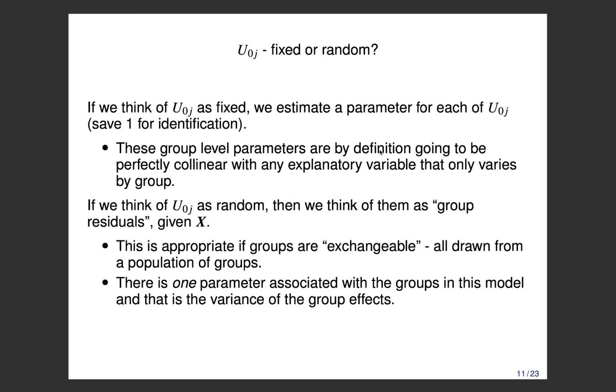If we think of the U0Js as random, then we think of them basically as group residuals, like we talked about on the last slide. This way is appropriate if the groups are considered exchangeable, that is, they're all drawn from a population of groups. This would really make sense in a classroom, school setting, right? There are loads and loads of classrooms out there, and maybe we have a sample of those.